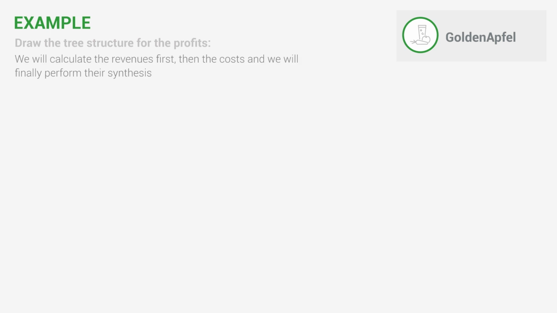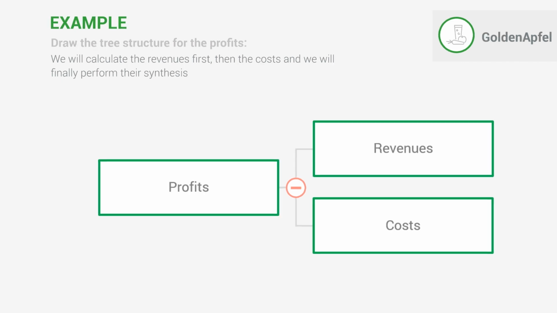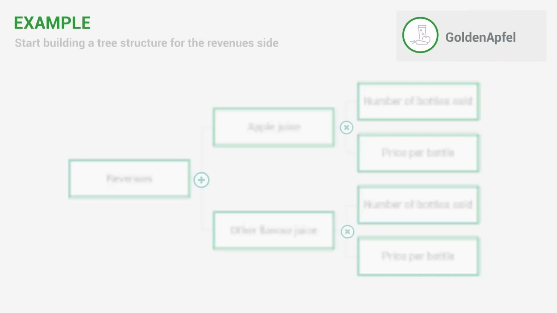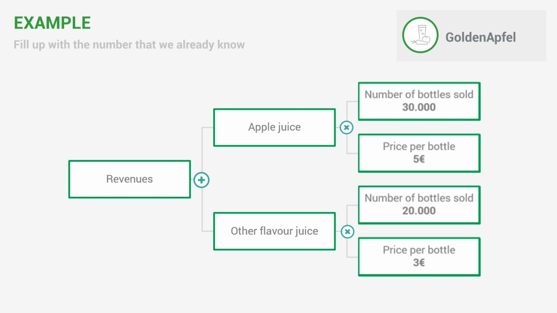We will first calculate revenue, then costs, and then finally arrive at our final answer by performing the synthesis of these two values. Start building a tree structure for the revenue component. There are 2 revenue streams, one for apple juice and one for the other flavors. Each of these revenue streams can be calculated as equal to the number of bottles sold times the price per bottle.